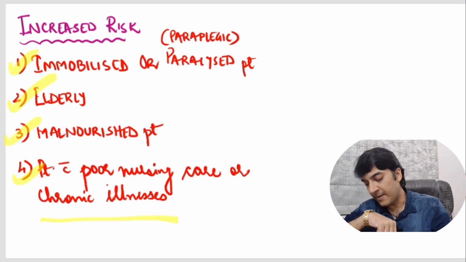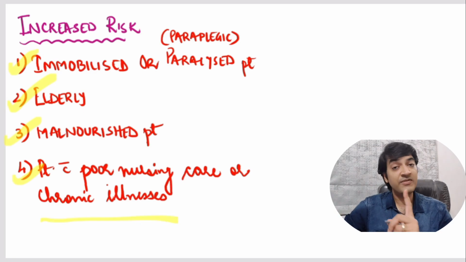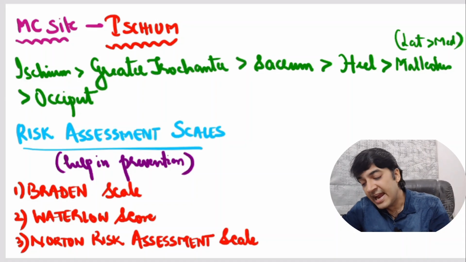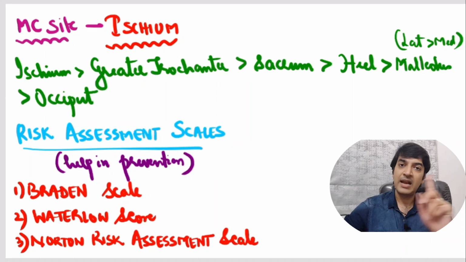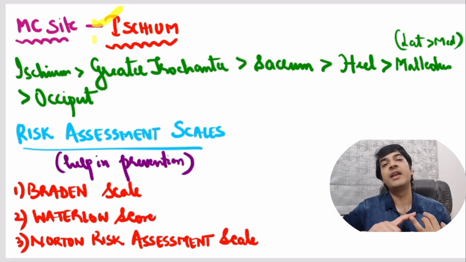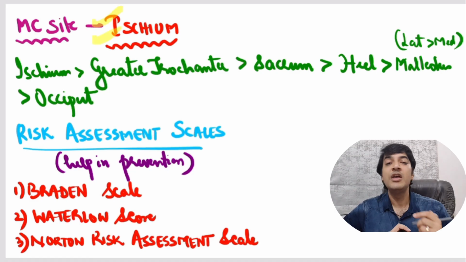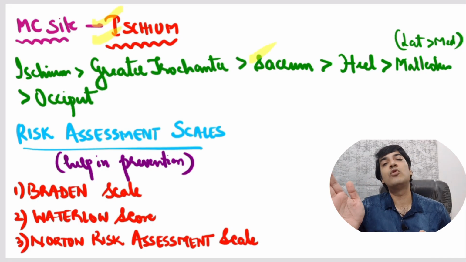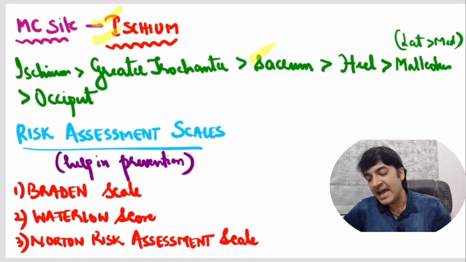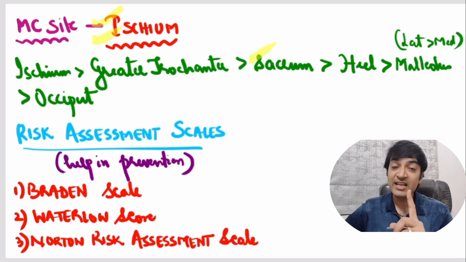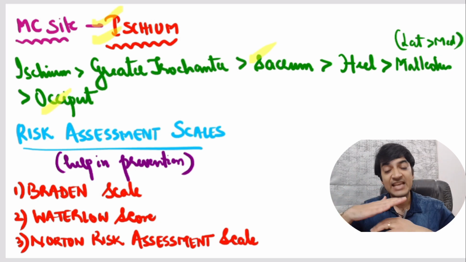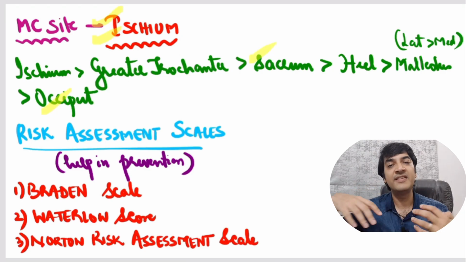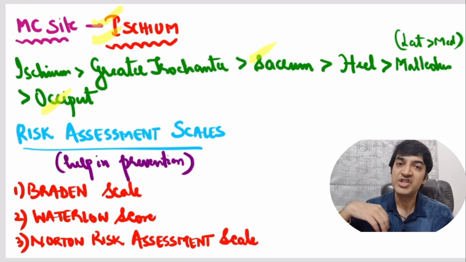ठीक है बेटा? Okay, moving on to the site. This is one of the most frequently asked questions, which is the most common site of pressure injury or bed sore. It is ischium. ठीक है, सीक्वेंस अगर आपको पूरी बतानी हो तो ischium followed by greater trochanter followed by sacrum followed by heel followed by malleolus. Malleolus में कौन सा ज़्यादा इन्वॉल्व होता है? Lateral malleolus is more commonly involved than the medial malleolus. And lastly, occiput. What is the one thing that you're noticing? These are all the areas where the skin is very close to the underlying bone, and that is why we say all of these areas are at more risk of developing pressure injury.